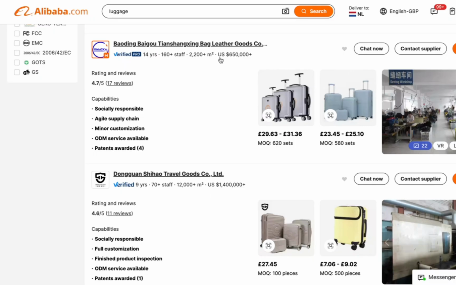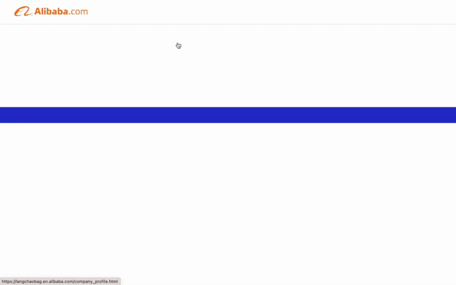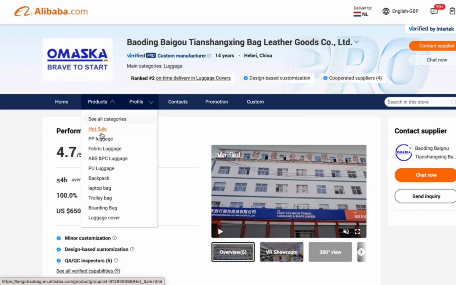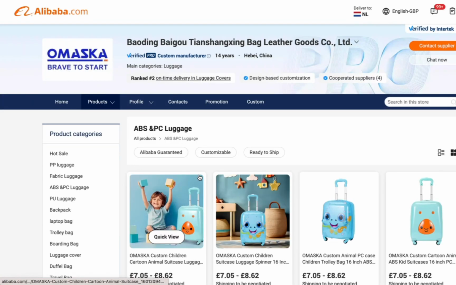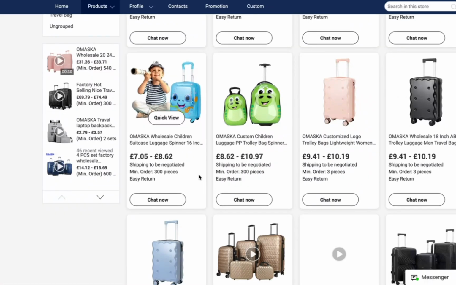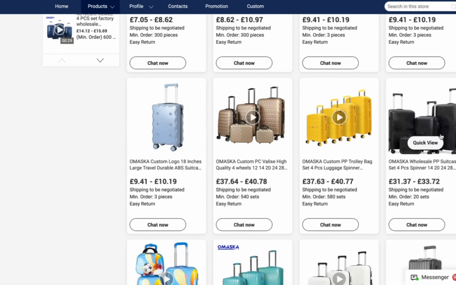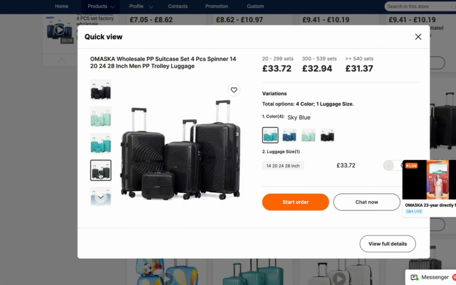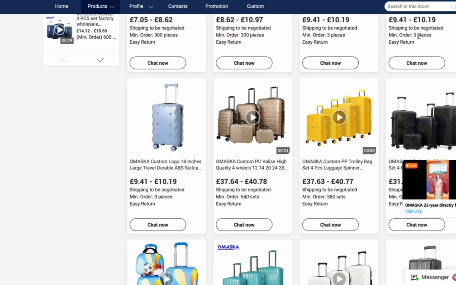Judging by the structure of their company name, they clearly specialize in production of suitcases and bags. Let's check them out. Right away, checking their catalog, I see a wide variety of PP and ABS suitcases. Also, I see they have many models for kids, which is very interesting as this is the first supplier we have seen offering kids options so far.